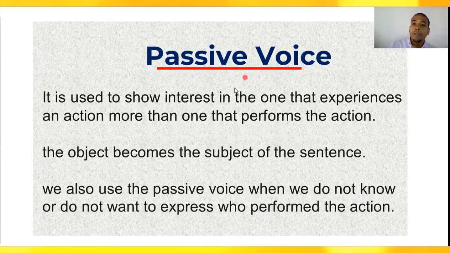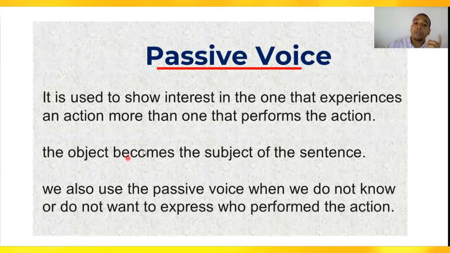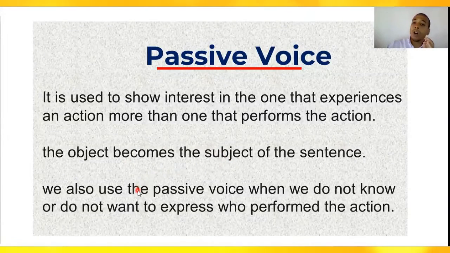So we use passive voice to focus on the one that experiences the action instead of the one that performs the action. Remember that we have before, when we were talking about the chart, we have the subject, which is the one that performs, and then we have the object, that is the one that receives. In this case, the object is going to become the subject. And now we can also drop this when we don't want to mention the one that performs the action, which is the subject of the sentence.